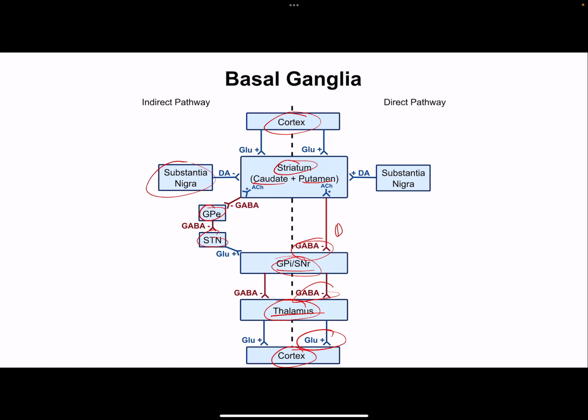Now the substantia nigra compacta, not to be confused with the reticulata for retarding movement, is trying to always activate. So the D1 receptors will activate the direct pathway, and the D2 receptors will inhibit the indirect pathway.